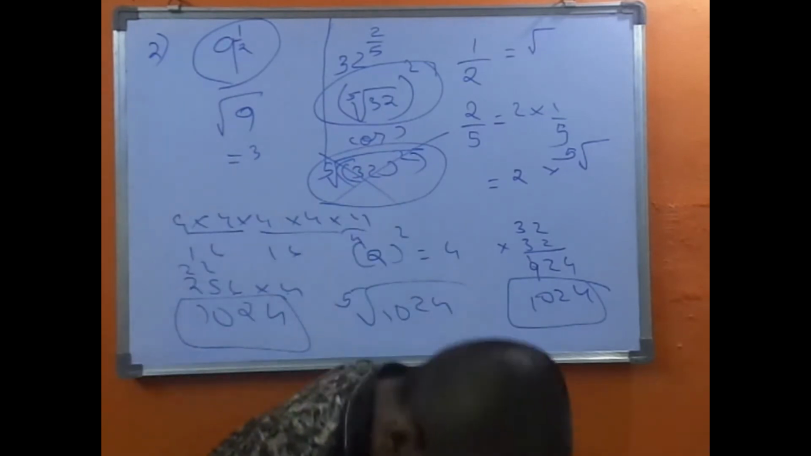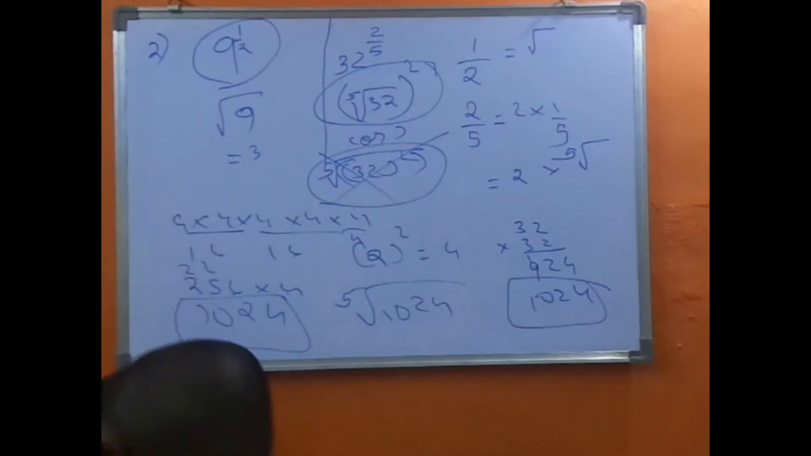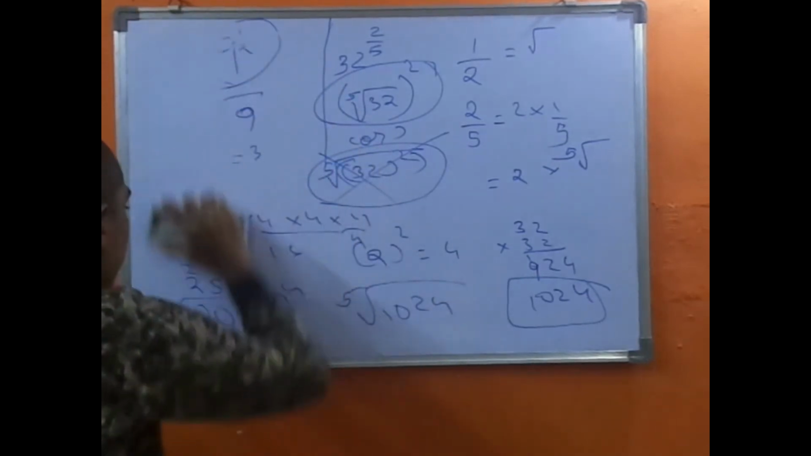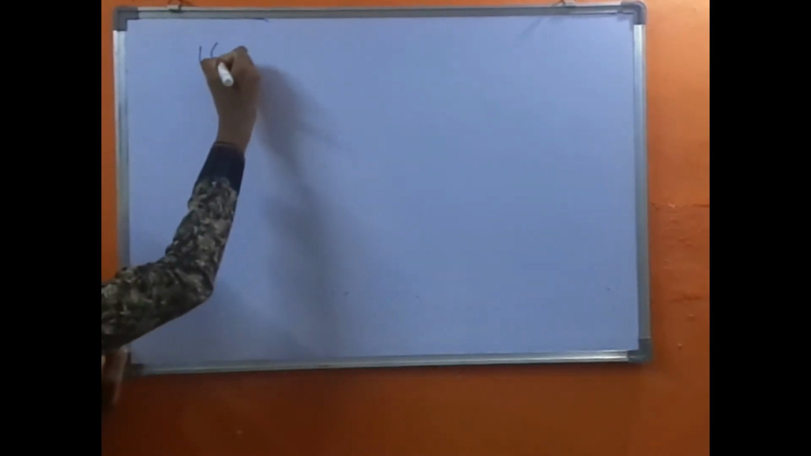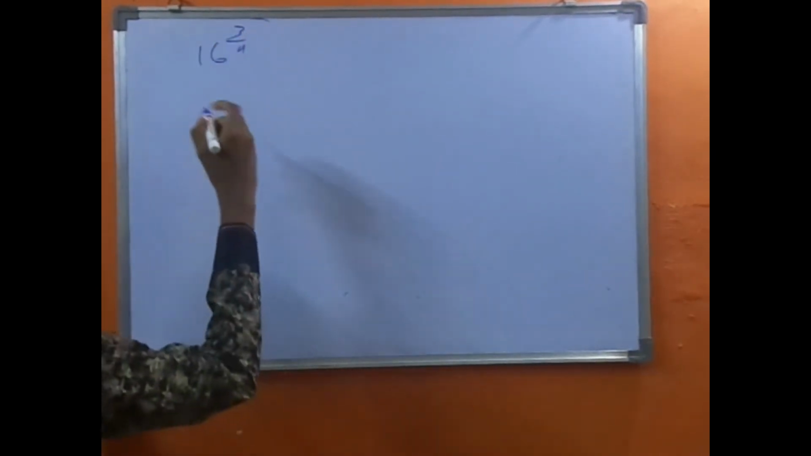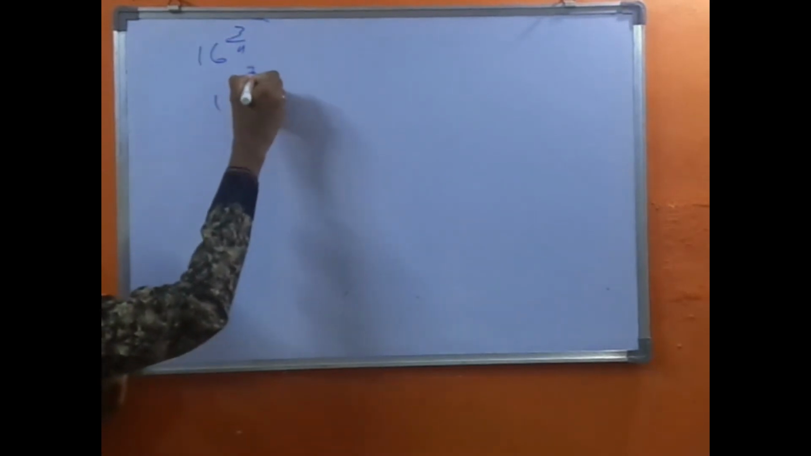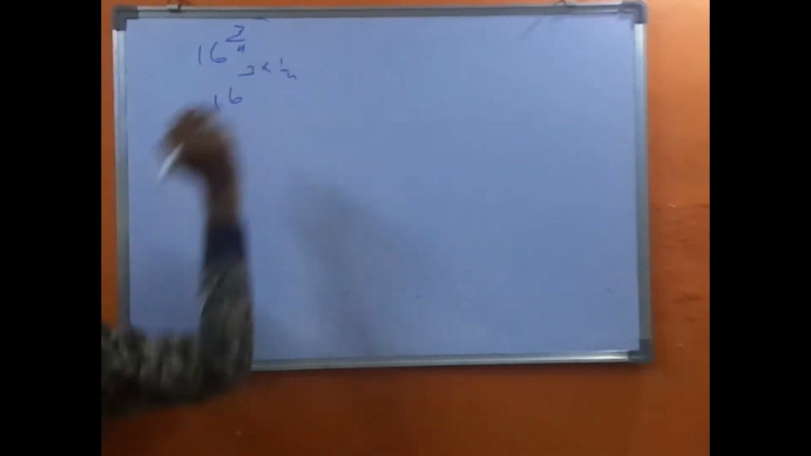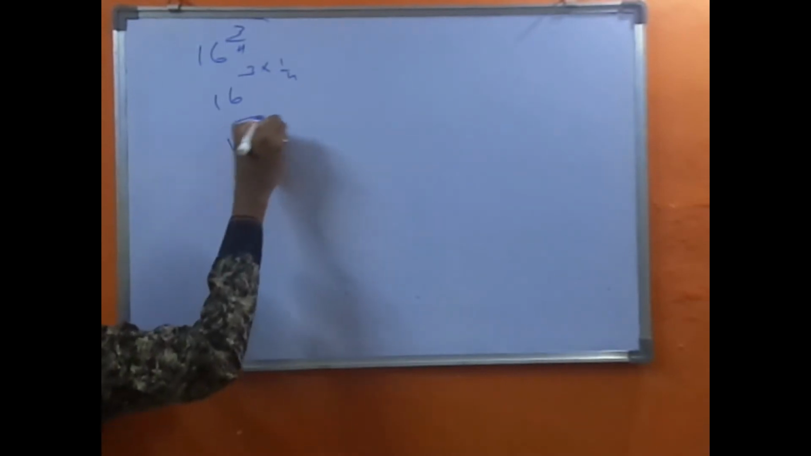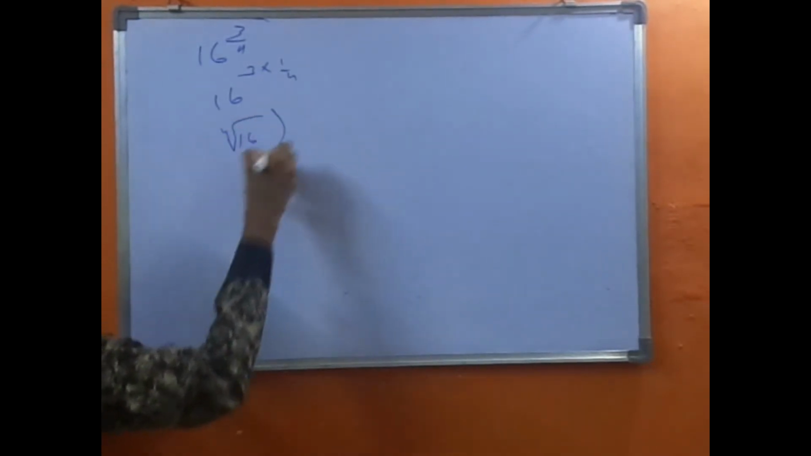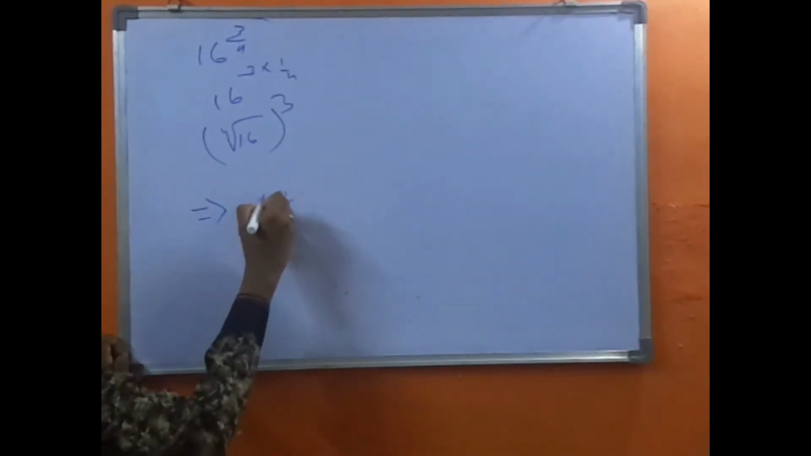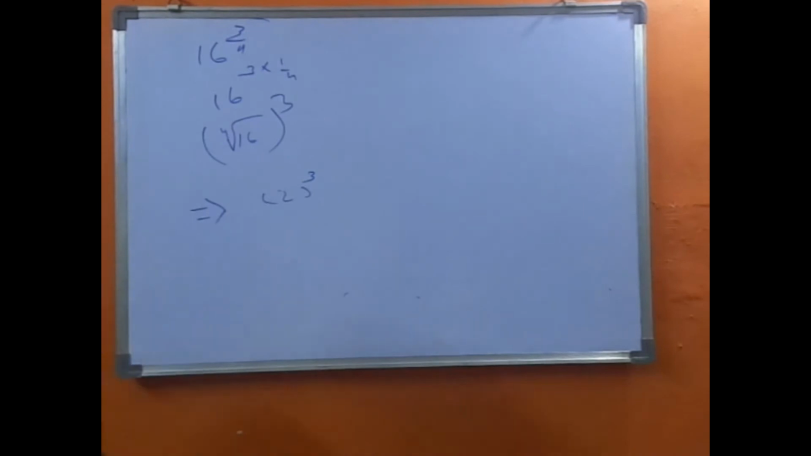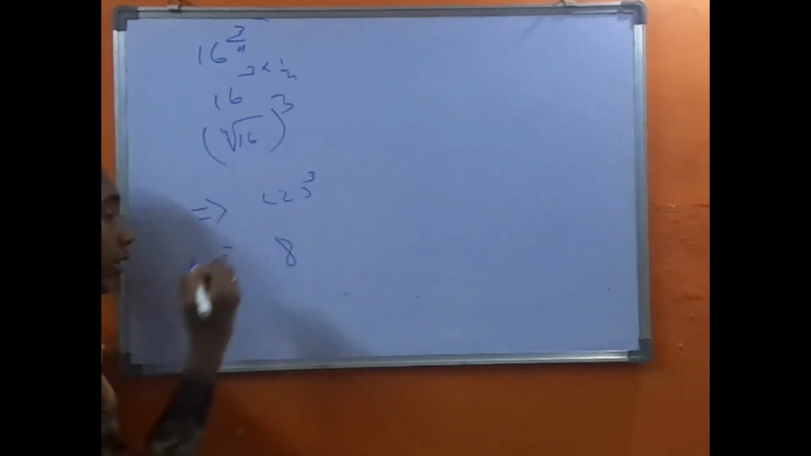So, the third one is 16 power 3 by 4. So, how can we write this? 16 power 3 into 1 by 4. And fourth root of 16 whole power 3. And this becomes 2 cube, because 2 2s are 4, 4 2s are 8, 8 2s are 16. So 2 cube, which is 8. Simple.